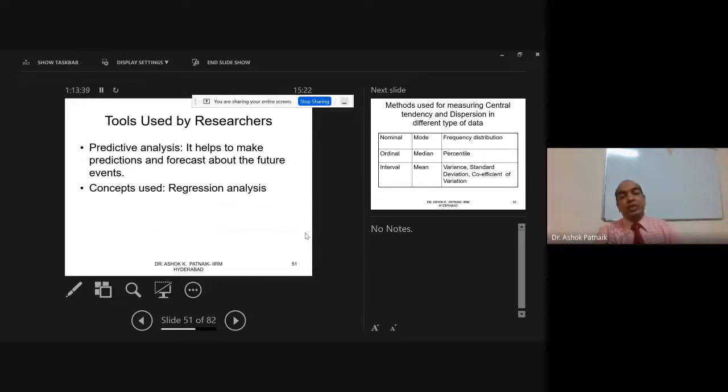There is another type of analysis used by researchers, which is called predictive analysis. It helps to make predictions or forecasts. Here, like in regression analysis, you develop models which help you predict a result, or what is going to happen if situations change, or if there is a change in one variable relative to another variable. This is called predictive analysis. You try to forecast or predict future events, so it's a kind of model development.